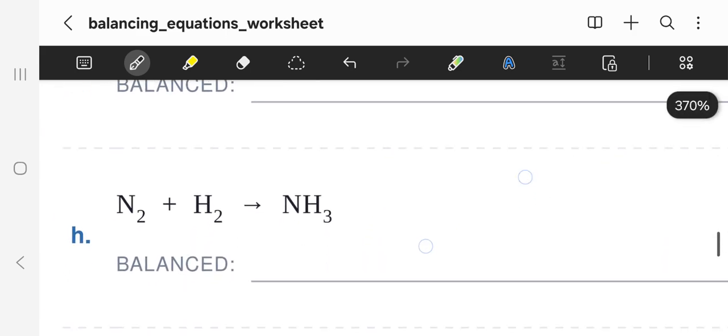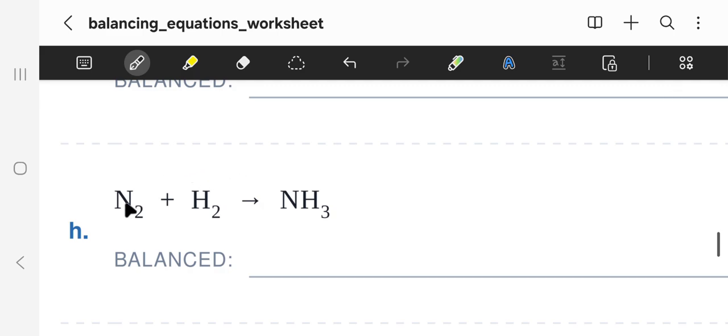Okay, we move on to H. When it comes to H, I have 2 nitrogens and 2 hydrogens on the right, but on the left, I have 1 nitrogen and 3 hydrogens. So what I'm going to do is take this 2. Since I have 2 nitrogens on the left, I should also have 2 nitrogens on the right. So now the nitrogens are sorted, but when I check the hydrogens on the right, I'm going to have 2 times 3 hydrogens. That means I'm going to have 6 hydrogens. However, on the left I have 2.